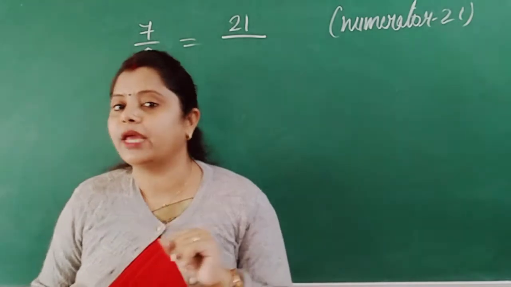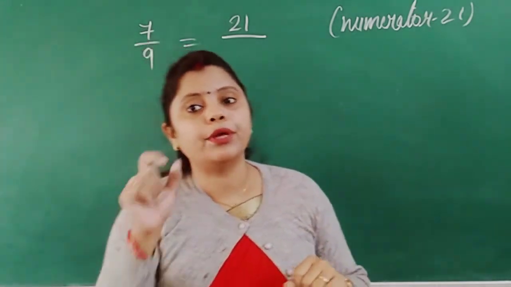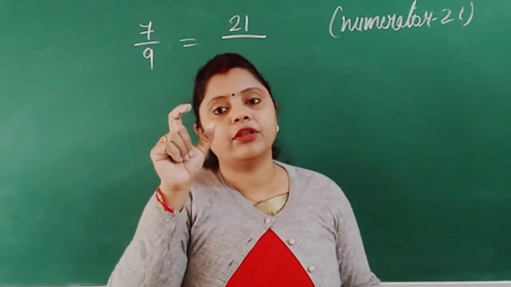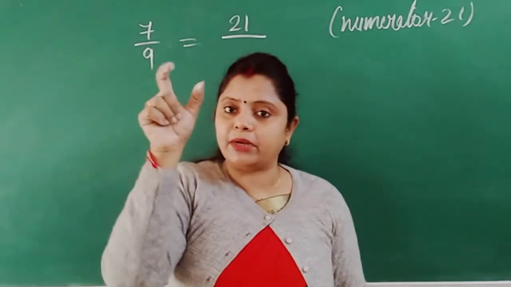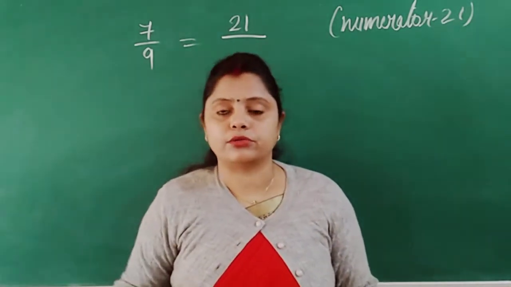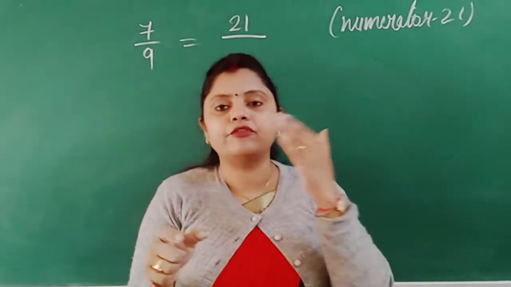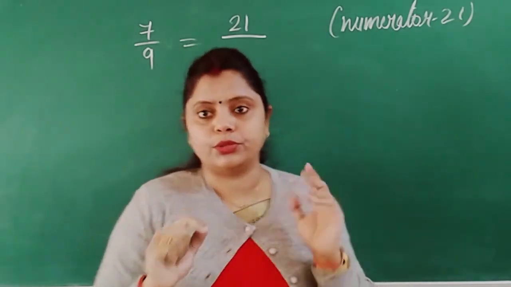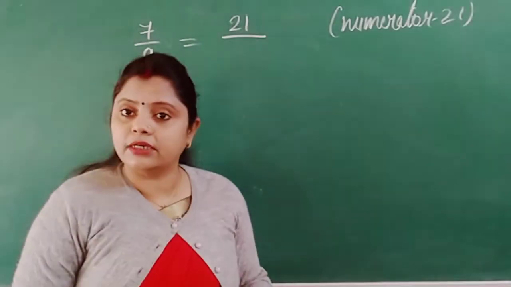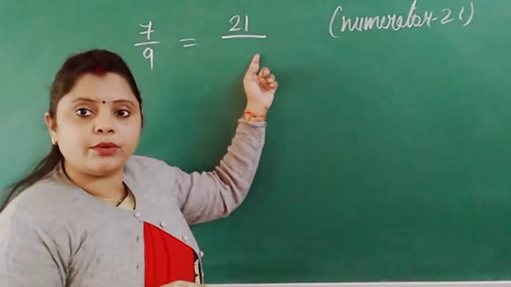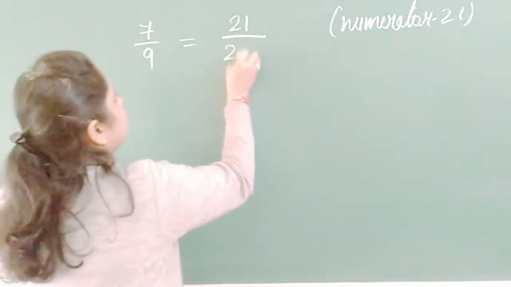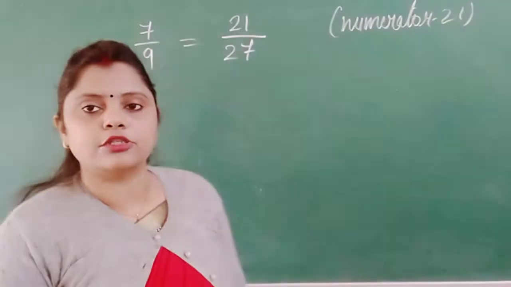But here one rule we have to follow: if we are going to multiply a certain thing with the numerator or denominator, the same will be done with the other side. That means if I am multiplying something with the numerator, I have to multiply the same thing with the denominator also. So if I am multiplying 3 with the 7, I have to multiply 3 with 9 also. So 7 threes are 21 and 9 threes are 27. So this is the solution here.